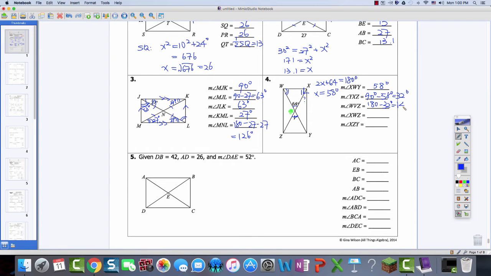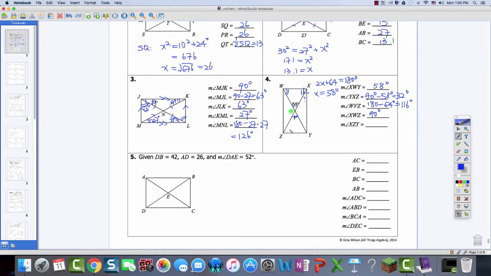I'm sorry, I made a mistake there. Not 32 degrees, it's minus 64 degrees, because that 64 degrees is supplementary to the green dot. So I should have 116 degrees. Now XWZ, that's easy, 90 degrees.